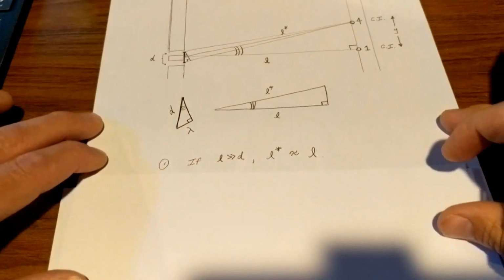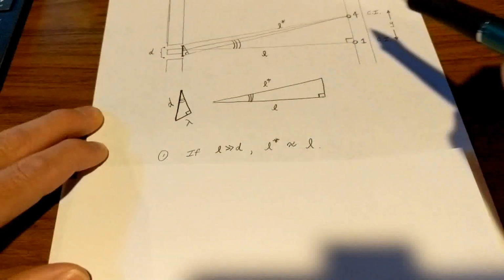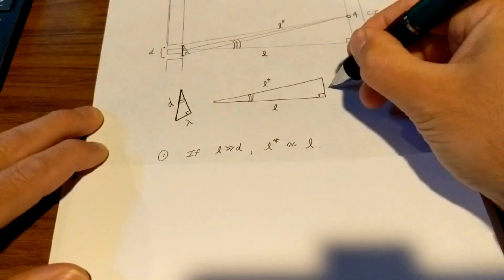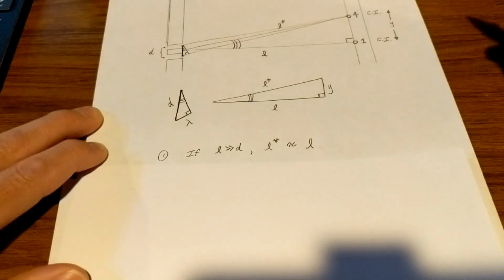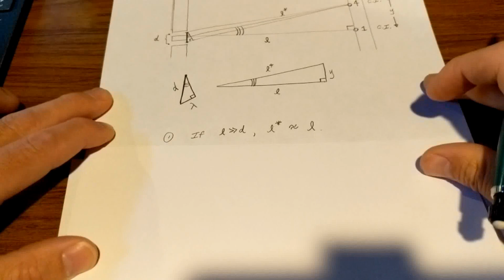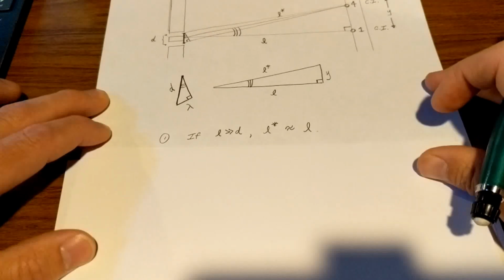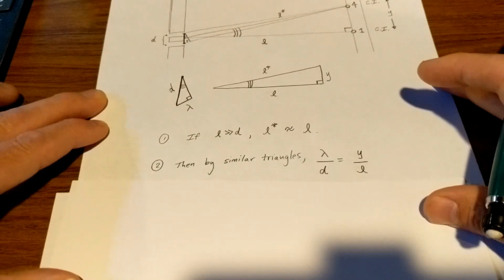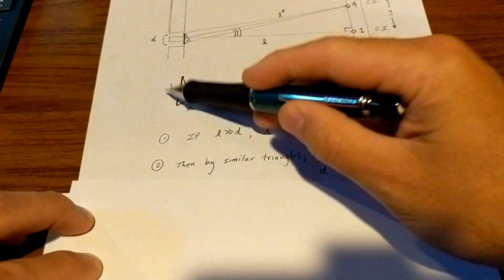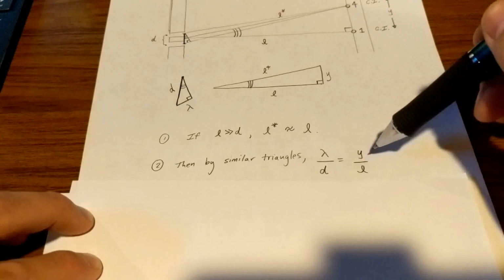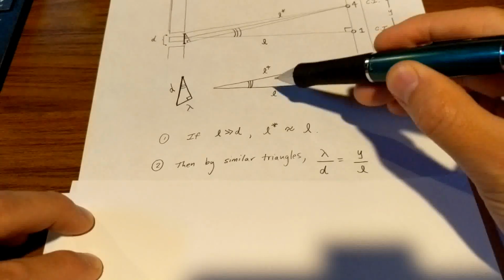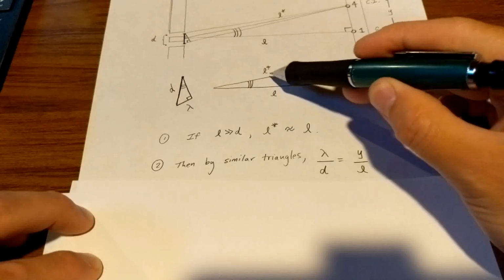If we make that assumption, then we have two similar triangles where we know a leg and a hypotenuse for both of them. This leg is y. If we have two similar triangles, we can write proportions. And so here is our one-step proof of our equation for diffraction. By similar triangles, lambda over d, leg over hypotenuse, would be equal to y over L, leg over long leg, which is approximately the same size as the hypotenuse.